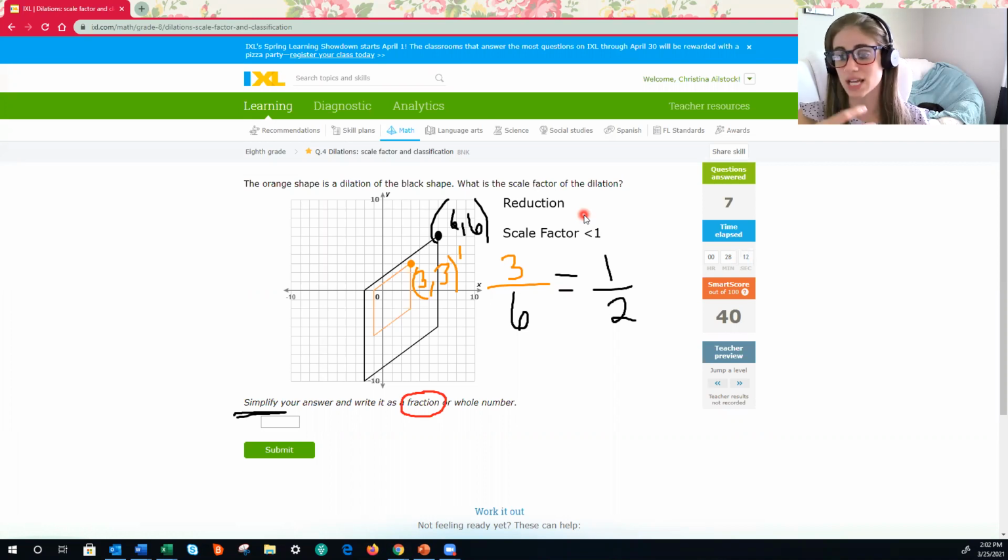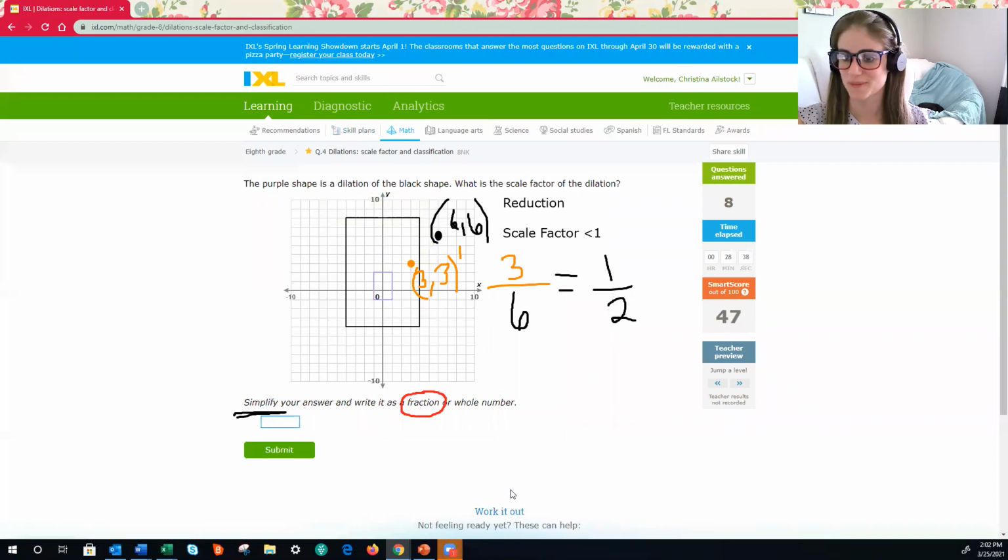So if you had done this and gotten the answer of 2, that would tell you, ooh, I better turn that 2 into a fraction, make it a 1/2, because I'm reducing my shape, which means my answer needs to be a fraction. To type that into IXL here, you'll do a 1, and then you can use the backslash button, which is with your question mark on your keyboard, and then you'll be all set.